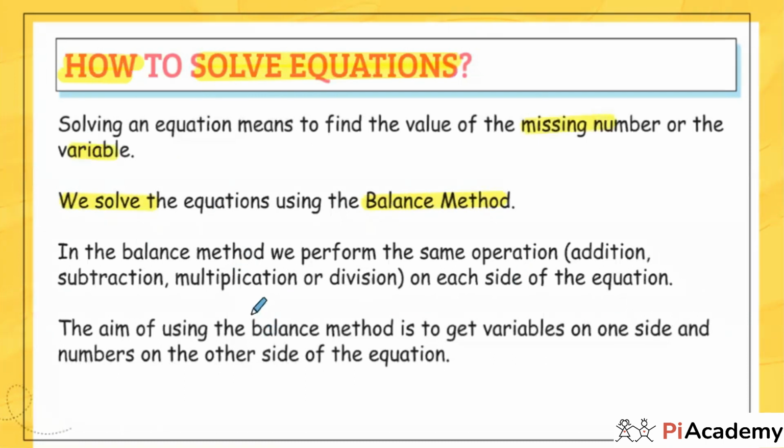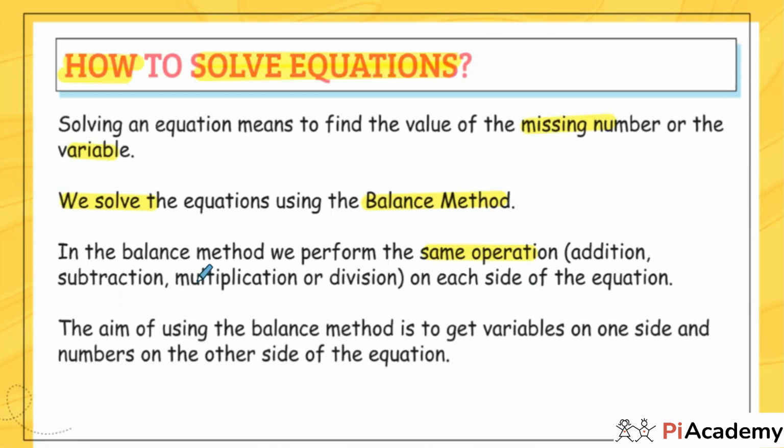In the balance method, we perform the same operation, like addition, subtraction, multiplication, or division, on each side, or else you can say on both sides. So you are not allowed to add plus 2 on the left hand side and plus 4 on the right hand side. That is not allowed, because you are disturbing the balance of the equation. Whatever you add, you have to add the same value. Say adding 2, you add 2 on both sides. Adding 5, 5 on both sides.